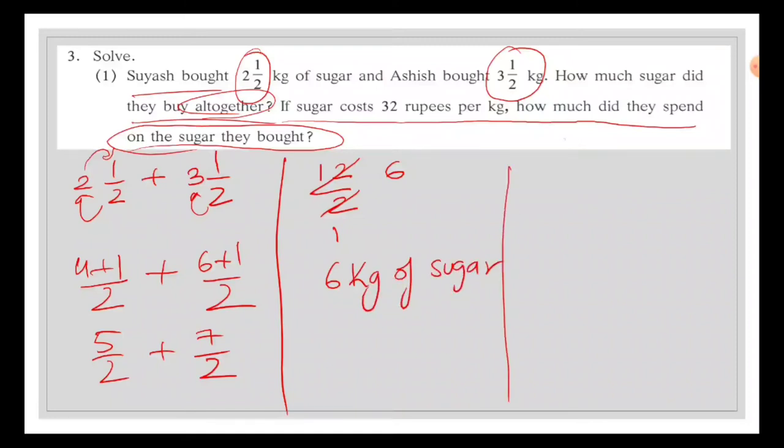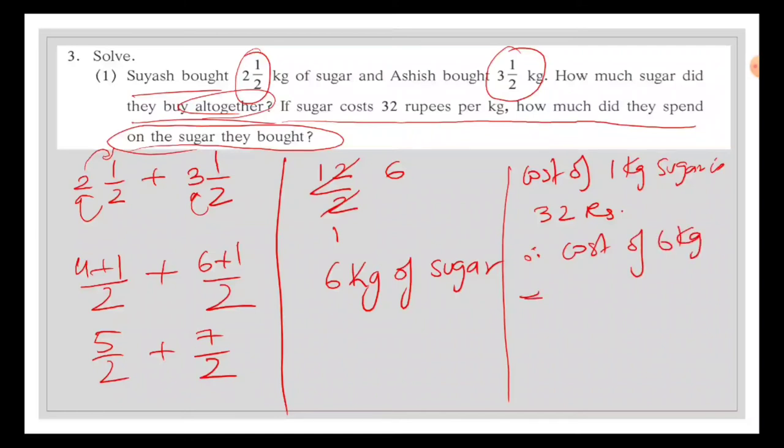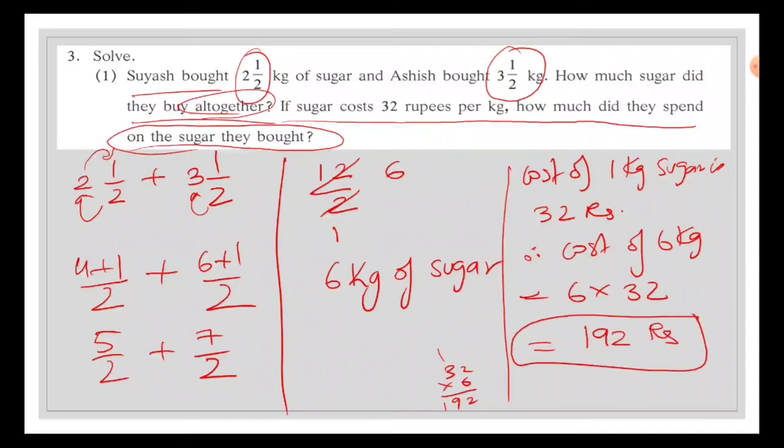Now, cost of 1 kg sugar is how much? Cost of 1 kg sugar is 32 rupees. So we will just multiply 6 by 32. Therefore, cost of 6 kg is equal to 6 multiplied by 32. So 32 multiplied by 6. 6 2s are 12. 6 3s are 18, plus 1 is 19. So your answer will be 192 rupees. This will be the cost of 6 kg sugar.